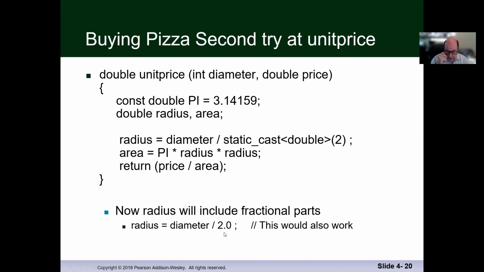And that way it's going to guarantee, remember, if I have a double anywhere in my equation, the whole thing is going to change to double. So when this is double, the diameter becomes double, and then double divided by double is going to give me a number with a decimal point.